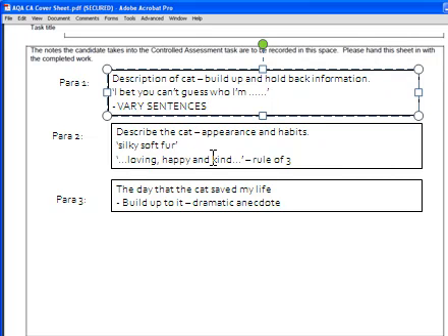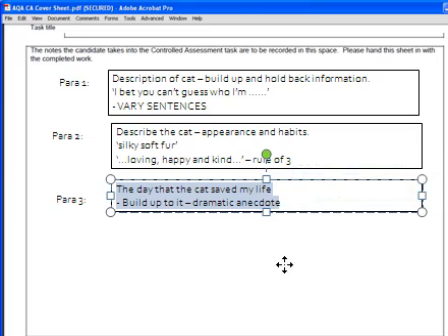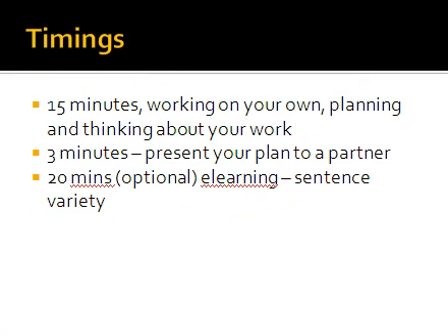Paragraph 2, so this is sort of introducing who it is. Paragraph 2 is about describing the appearance and habits of the cat. We're sort of making this up as we go along, but it doesn't matter about the content. You've just got to have a plan for what you're going to write about in each section. Paragraph 3, the day that the cat saved my life. We built up to it and we did a dramatic anecdote, although we didn't because we're just modelling the planning here. In yours you need probably, I would say, 4 or 5 as the minimum paragraphs, as long as they're detailed and developed.